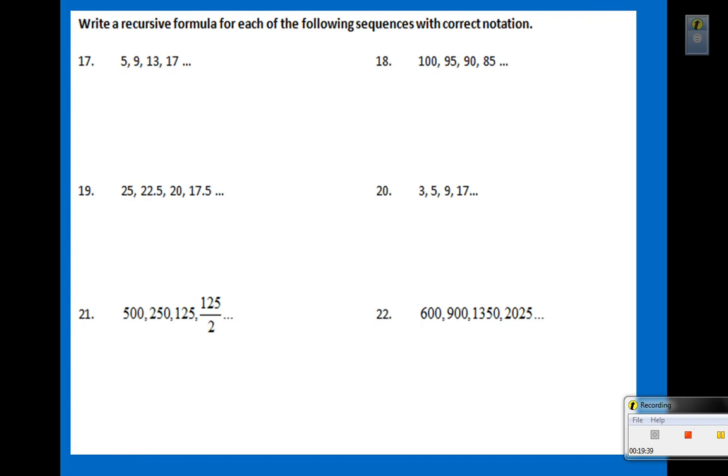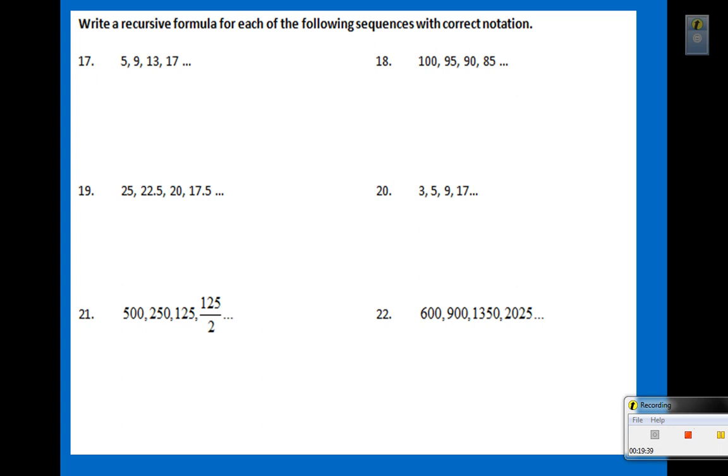Going to change the game just a little bit. On numbers 17 through 22, you're going to write your own recursive formula. That's the ones that we just worked with. Remember, in a recursive formula, you tell the world what your first term is, and then you tell them how to get to the next one. So first off, look at number 17 for me, and tell me what it's doing to go from term to term. And I'm hoping that you said, I'm just adding 4.